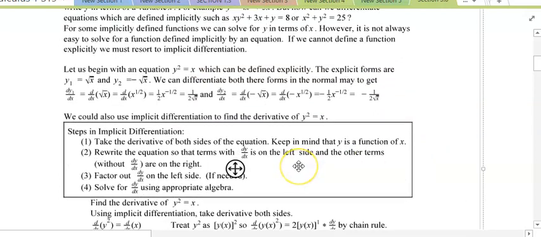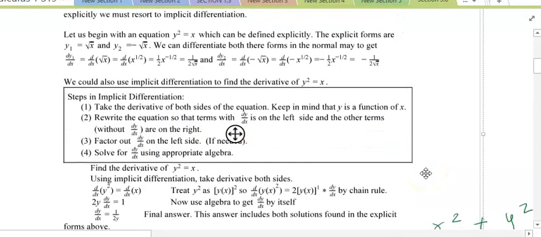However, if we were to use implicit differentiation to do this, we would follow a series of steps. We take the derivative of both sides of the equation as we normally do, then rewrite the equation so that terms with dy dx are on the left side, and the other terms without dy dx are on the right side. Then factor out dy dx on the left side if needed, and solve for dy dx using appropriate algebra.